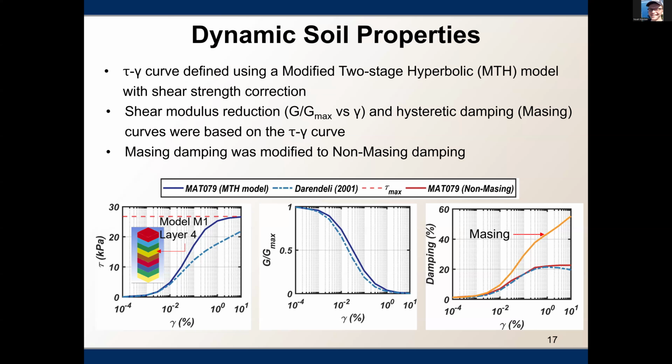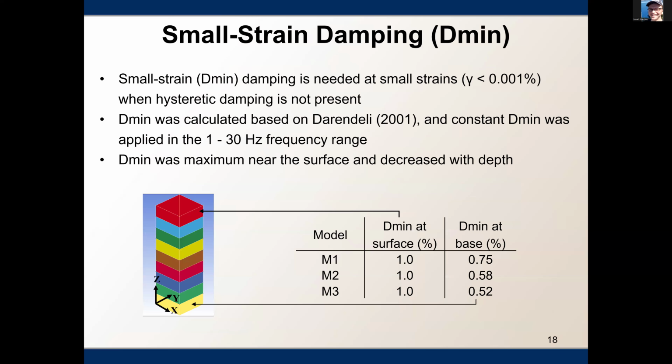Based on this stress-strain curve, we can define the shear modulus reduction curve and also the damping curve. The issue here is that the damping curve we define from this stress-strain relationship is based on Masing damping, which gives a very large damping at larger strains, like 1% to 10%. So I modified the damping to non-Masing damping, which is much closer to the empirical relationship. In addition to the hysteretic damping, we need some small-strain damping, right? Because if you don't have that, then there will be no damping at small strains.